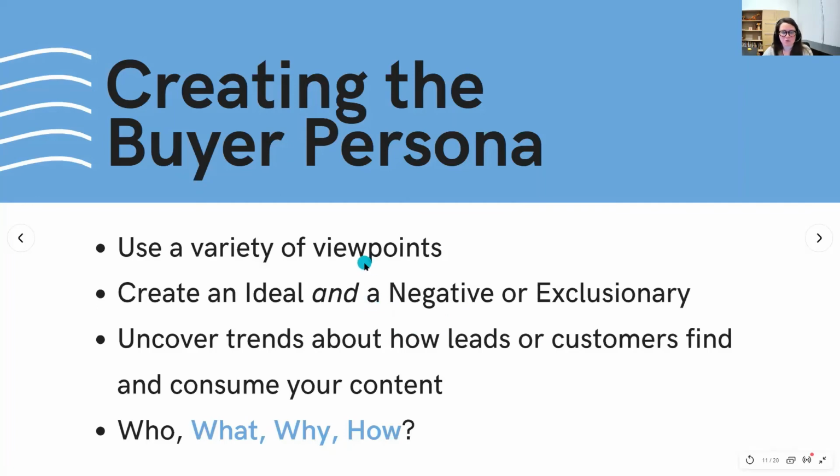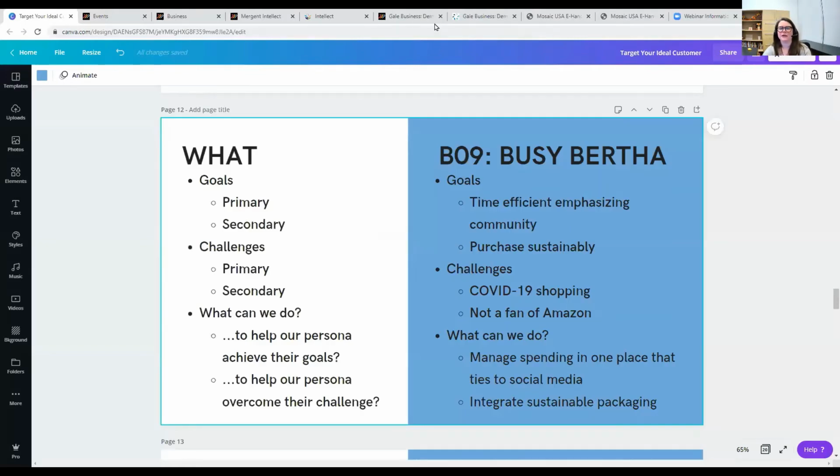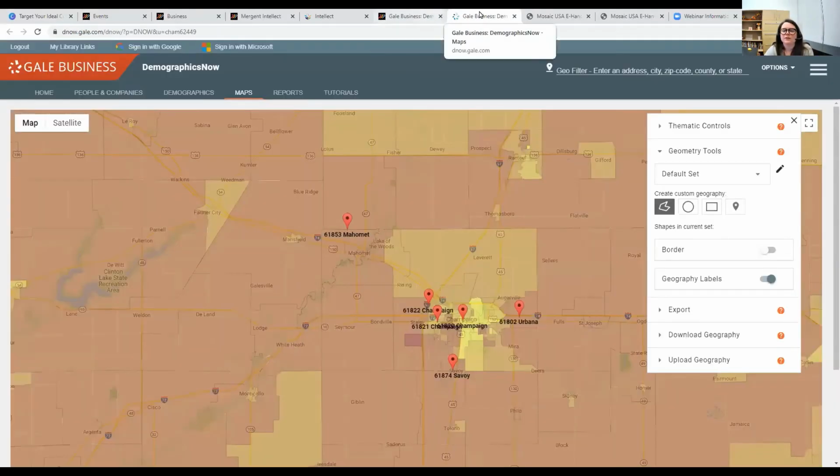Earlier, when we were using DemographicsNow and Mergent Intellect, we were identifying the who. So we've done that, and now we have to figure out the what, why, and how. Here's the what. On one side of the screen, I have some questions to ask yourself, and I've also created Busy Bertha. She is based off of the Mergent Intellect B09, which I went to earlier when I was putting this together.